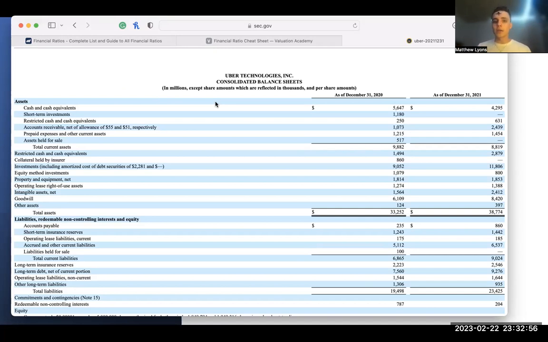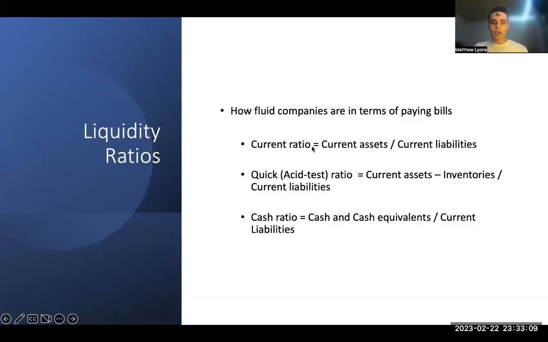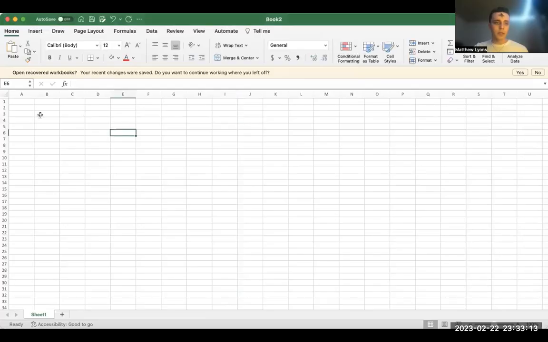And all this information doesn't just lie in their financial statements. Of course, this is as raw as the data gets. Usually this type of stuff's posted on third-party websites. But anyways, we will look at our current ratio. So it's our current assets divided by our current liabilities. We'll take this into Excel.